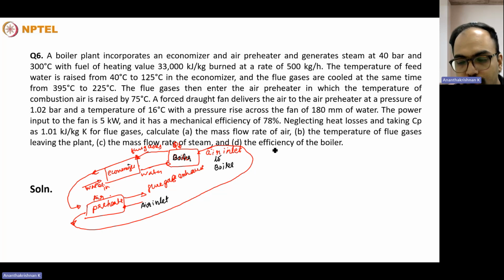So for the efficiency of the boiler, we have seen the energy transfer to the water, relative to the amount of input energy of the fuel, the energy of the fuel in terms of the calorific value.